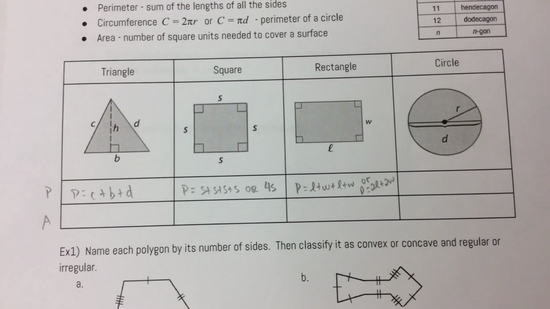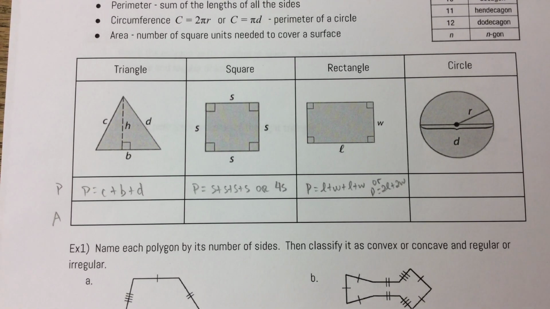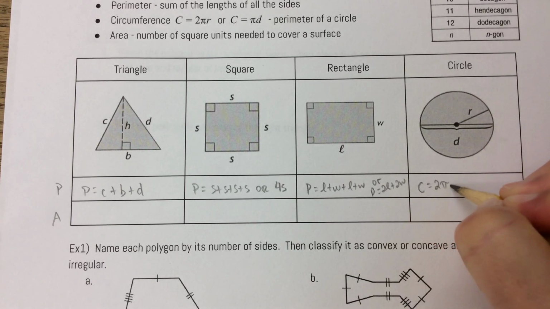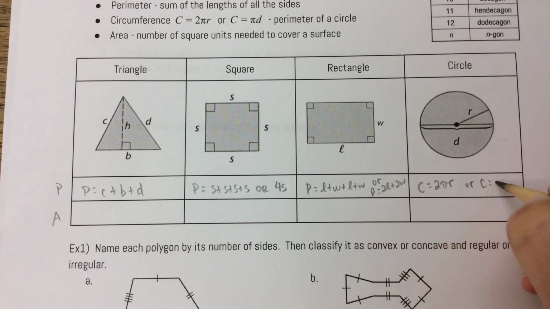And then lastly, the circle. The circle has a circumference, so that's 2 pi r, or pi times the diameter. So this is the radius, and that's the diameter.